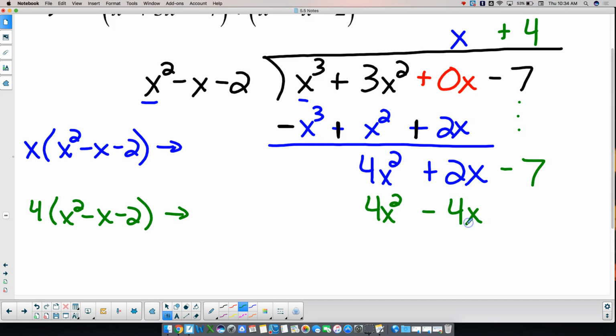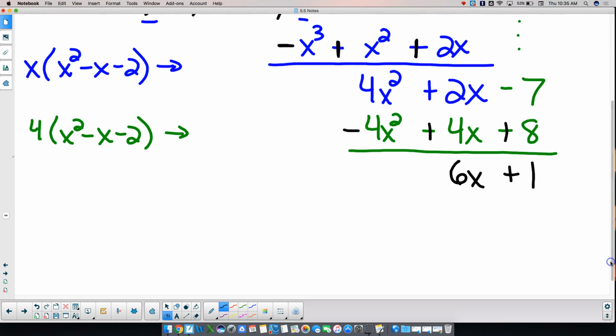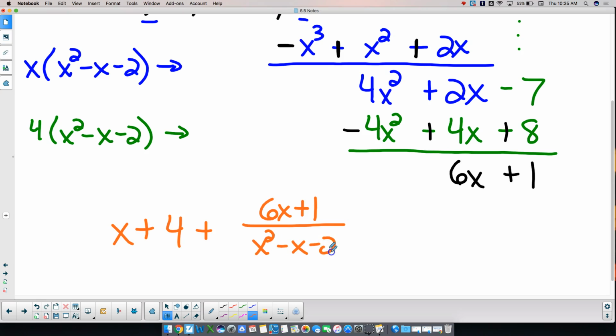Minus 4x minus 8. Still, again, have to change all signs. So my answer here is x plus 4 plus 6x plus 1 over x squared minus x minus 2.